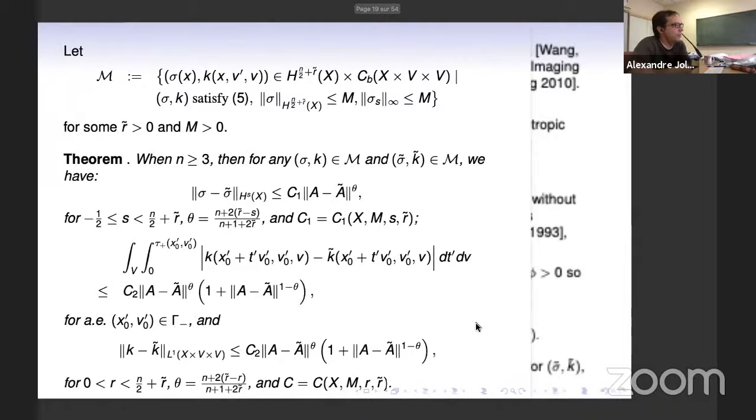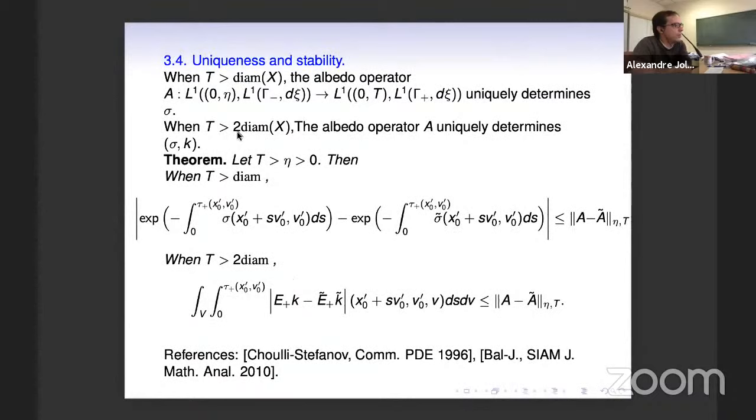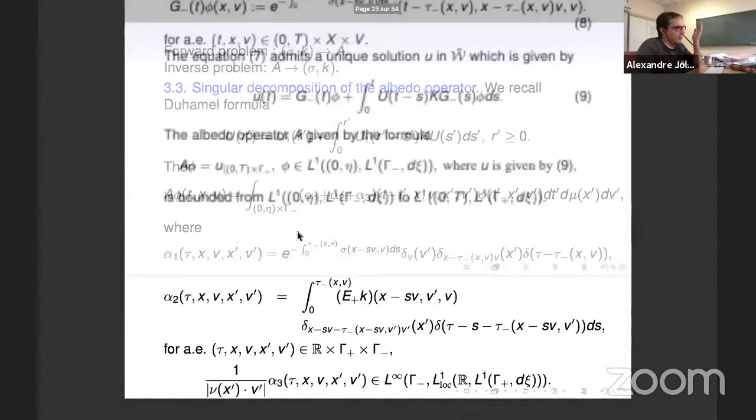If the time t is bigger than twice the diameter of X, the albedo operator A uniquely determines sigma and K. And you will have exactly the same stability estimate. So everything also holds for non-isotropic sigma, provided that you are considering uniqueness up to gauge invariance.